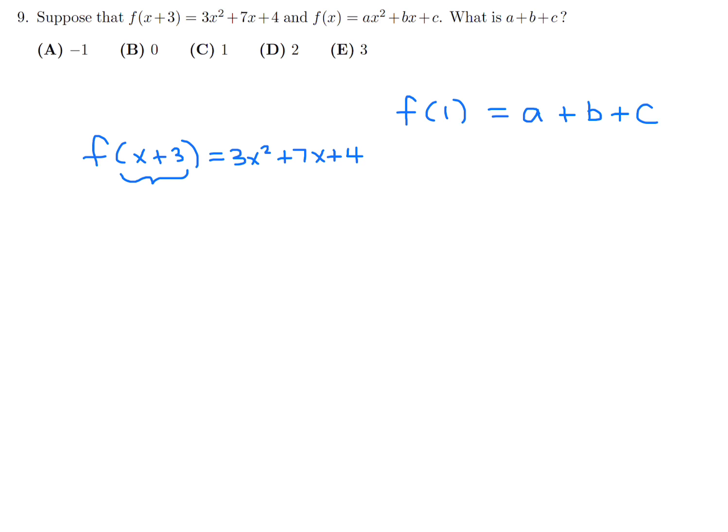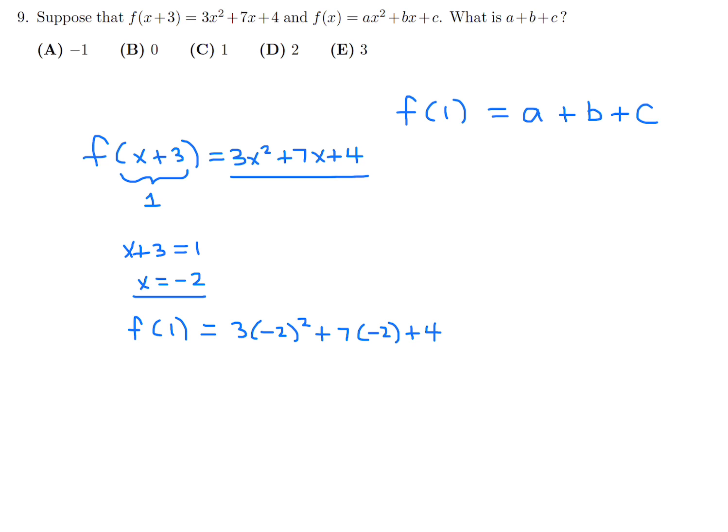Now be careful, this has to be 1, right? So that means x plus 3 equals 1. So x is equal to negative 2. So f at 1, we substitute x equals negative 2 into that equation. So 3 times negative 2 squared plus 7 times negative 2 plus 4. So this becomes 3 times 4 minus 14 plus 4. So that's 12 plus 4, 16 minus 14 is 2. That's it. So f at 1, which is a plus b plus c, is 2. So 2 is equal to a plus b plus c. So therefore, number 9, the answer is D.